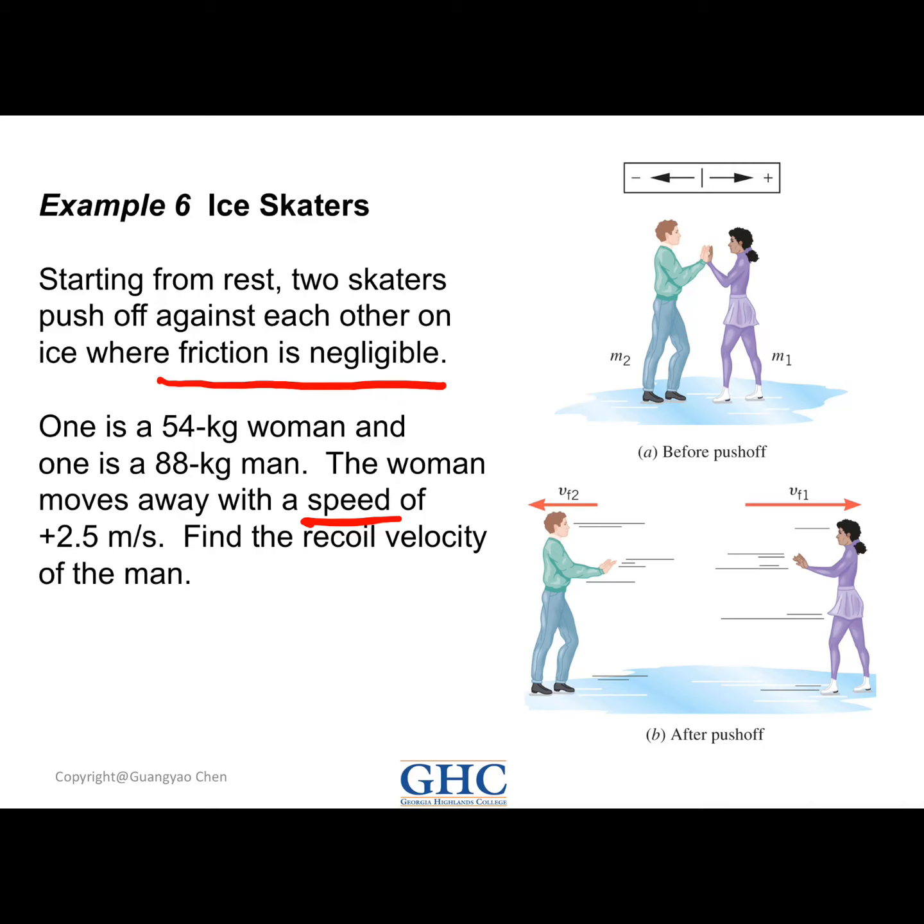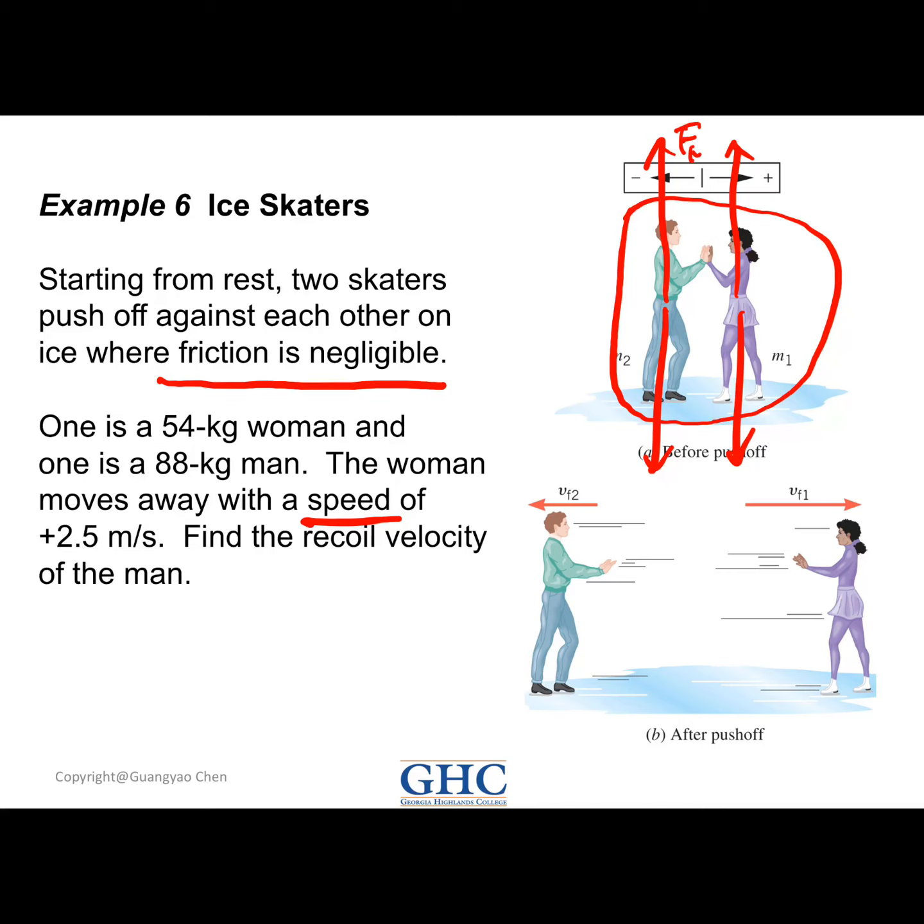So if we look at this problem, we want to use the principle of momentum conservation. We treat the man plus woman as a system, as a two-body system. So we do a free body diagram analysis. We have normal force on man, normal force on woman, weight on man, weight on woman, and there's no friction as it says in the problem.